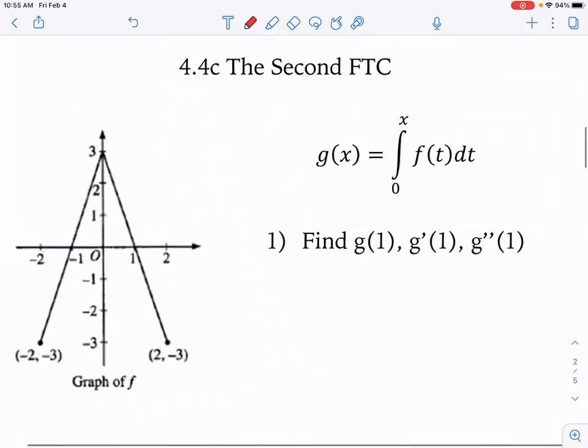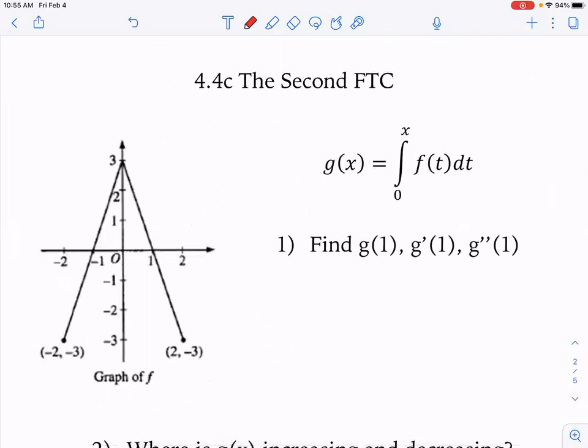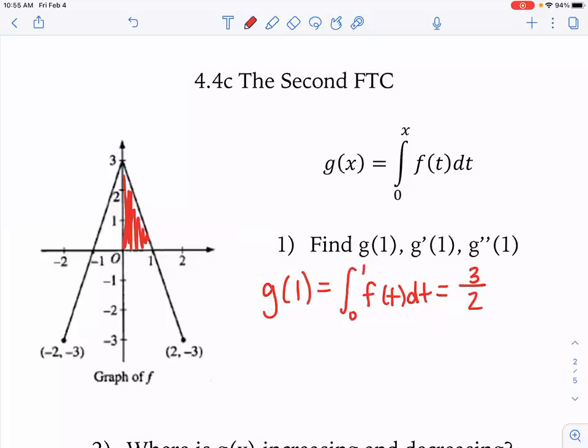All right, so let's find g of 1. Well, g of 1 means I want the integral from 0 to 1 of f of t dt. Okay, well, here is graph f. And so g of 1 is asking us to find the area under the curve from 0 to 1 for our graph f. So from 0 to 1, what's our area? Three halves. Okay.